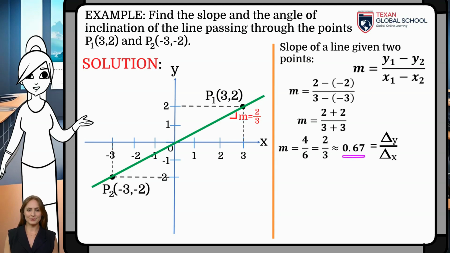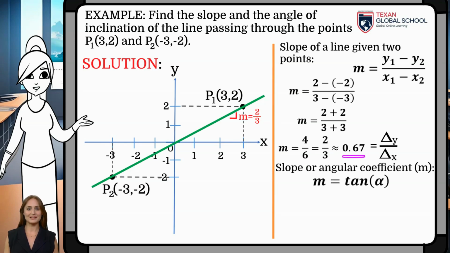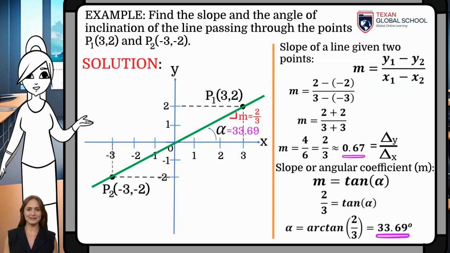To obtain the angle of inclination, substitute in the formula of m equals the tangent of the angle alpha. As m, in this case, is equal to 2/3, isolate alpha as arctangent of 2/3. Using a scientific calculator results in an angle of inclination of 33.69 degrees. As the slope is 2/3, the increase in y is 2 for every 3 increase in x in the points of the line.